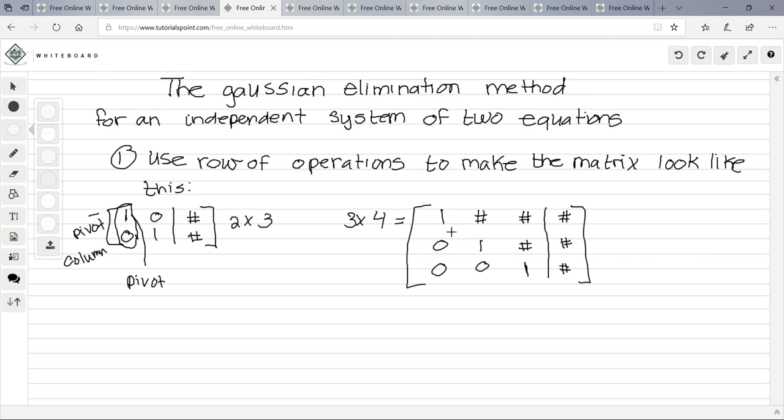So 3 by 4, you could just make these pivots all ones and this all zeros. We could leave this, we don't have to make this zeros. We could just make it a number and then just do substitution. So let's do some problems.